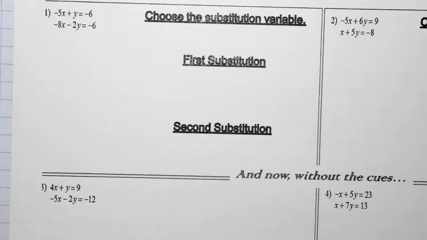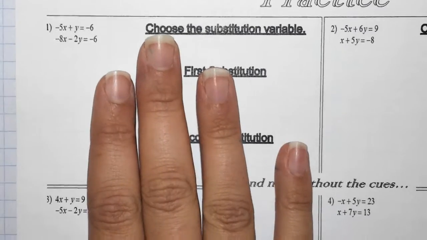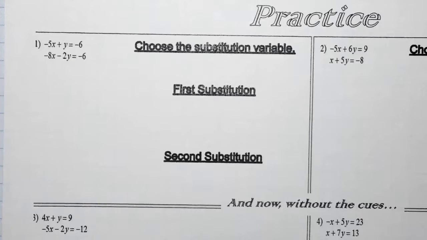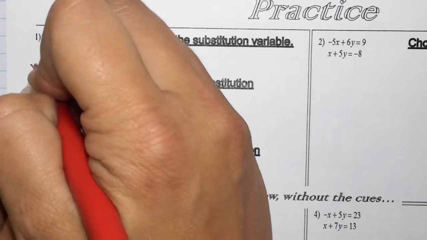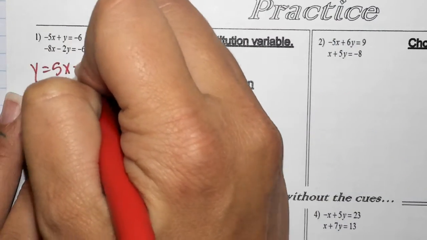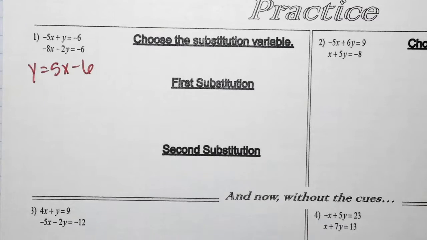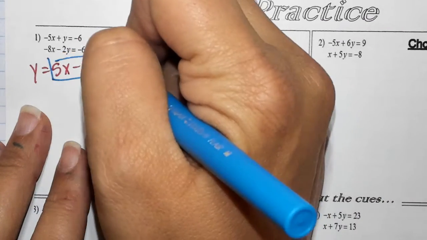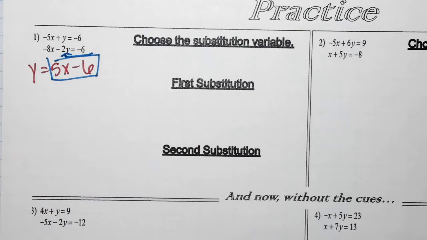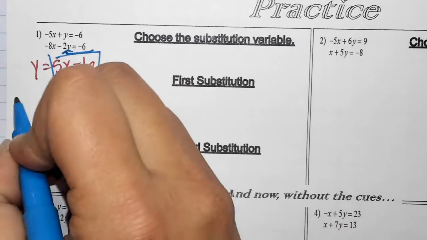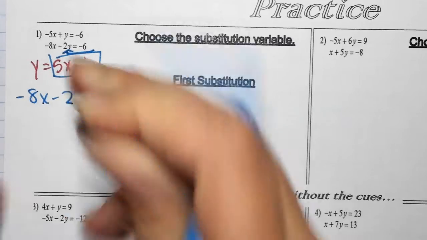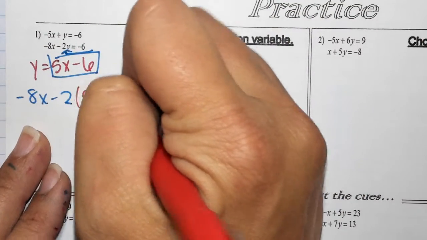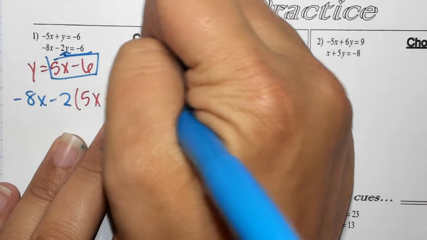Alright. So hopefully we're ready to check this one. You guys had to solve for y, right? That's what we did. And we said that y equals 5x minus 6. And then we took this and we plugged it in right here, correct? So we wrote that it was negative 8x minus 2 times 5x minus 6 equals negative 6.